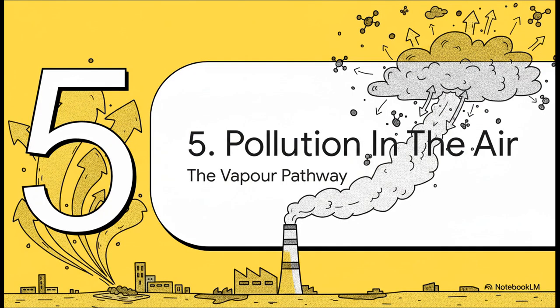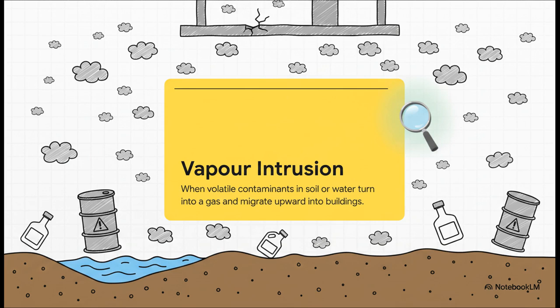Okay, so we've seen pollution travel across the land and deep down into our water. But there is one more pathway that honestly just blows my mind. It's the one where pollution actually travels up. It's a process called vapor intrusion. See, certain chemicals, think fuels, solvents, things like that, they don't just sit there in the soil or water. They can actually turn into a gas or a vapor.